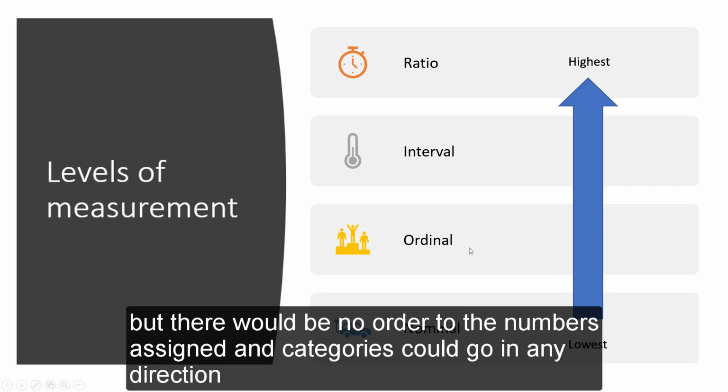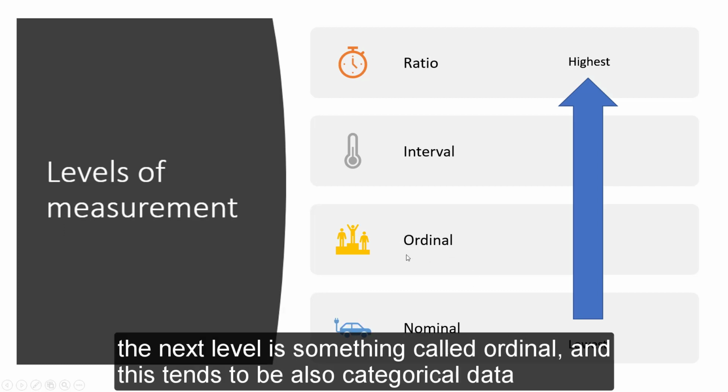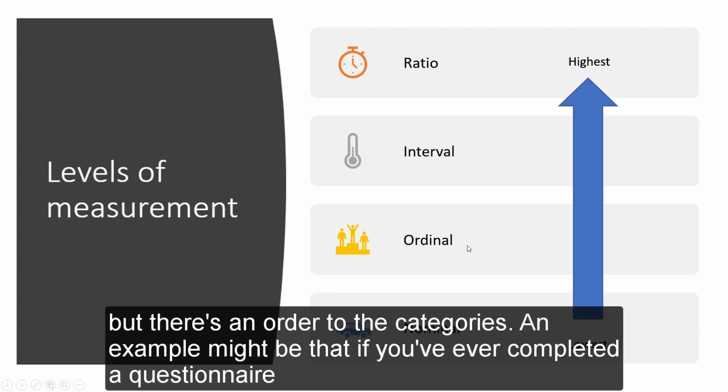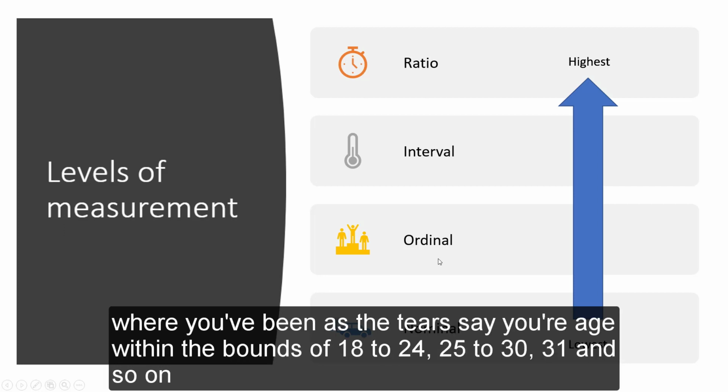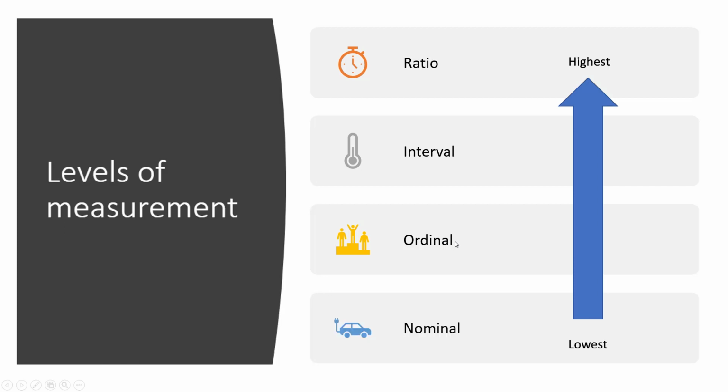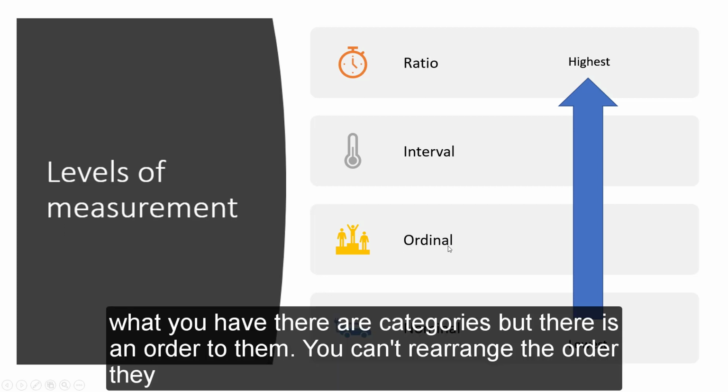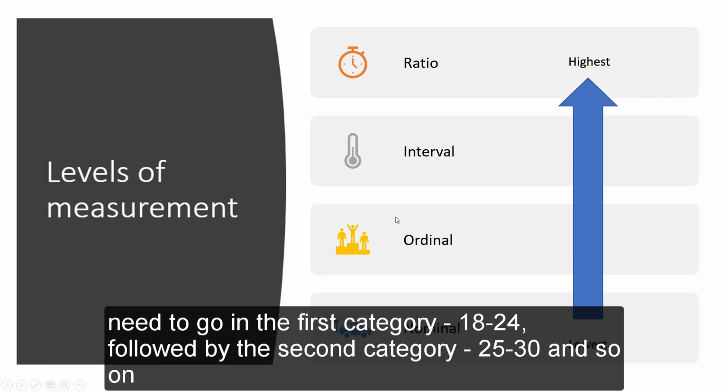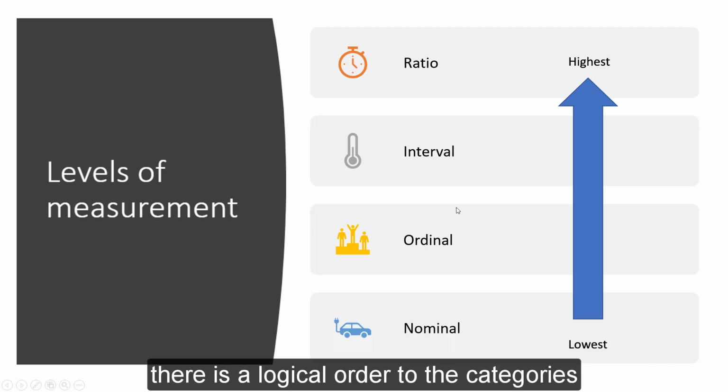Okay. The next level is something called ordinal. This tends to be also categorical data, but there's an order to the categories. So an example might be if you've ever completed a questionnaire where you've been asked to say your age, but age within the bands of 18 to 24, 25 to 30, 31 to, and so on. What you have there are categories, but there is an order to them. You can't rearrange that order. They need to go in the first category, 18 to 24, followed by the second one, and so on. There is a logical order to the categories.